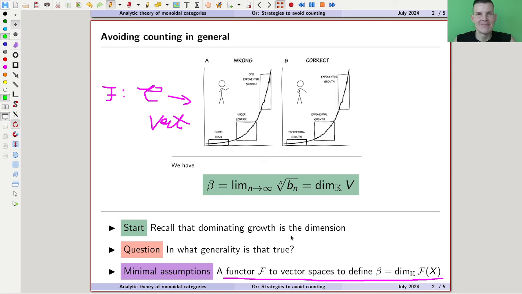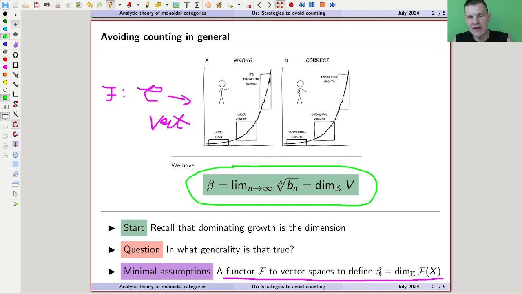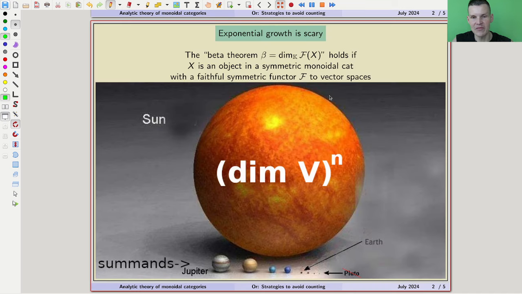Essentially, as in the previous videos, this is an absolutely minimal assumption to even make sense of my beta theorem. What is the dimension anyway? To make sense of the beta theorem, the minimal assumption is this one down here. And even in this minimal assumption, we essentially have the beta theorem. The only additional thing you need is a symmetric functor.